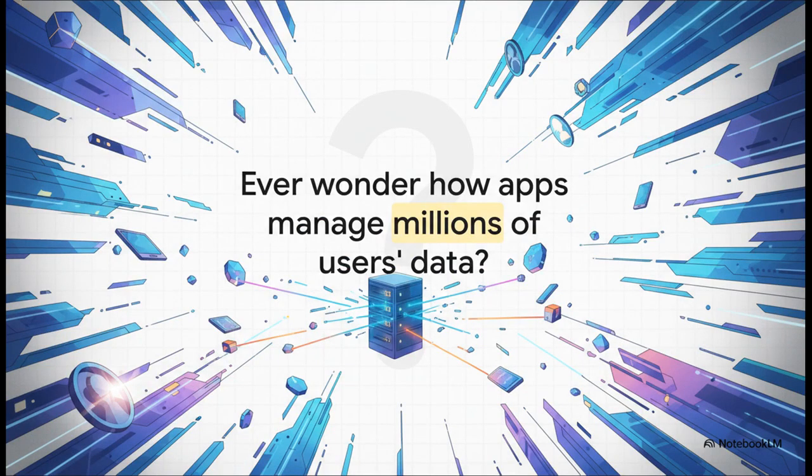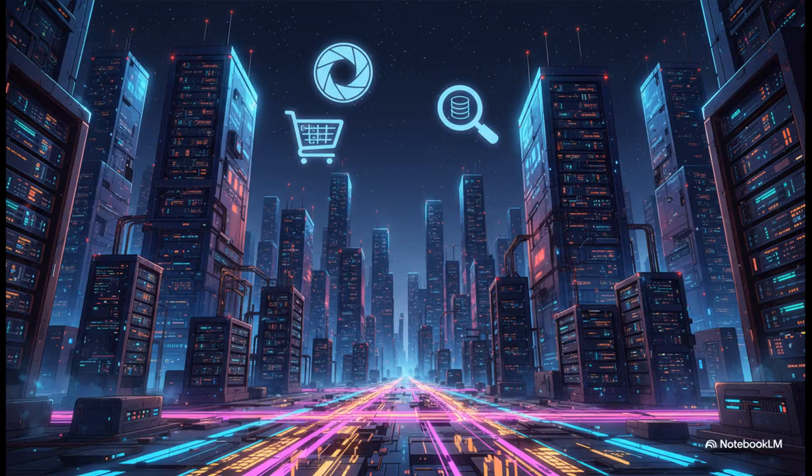I mean, seriously, think about it for a second. Every post, every single user profile, where does all of that information actually go? And how in the world does an app find your specific data among millions of other people in like a split second?